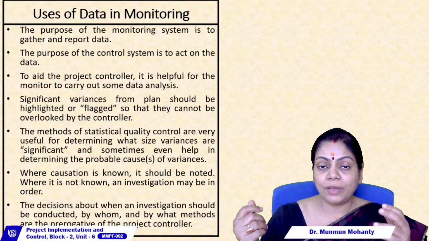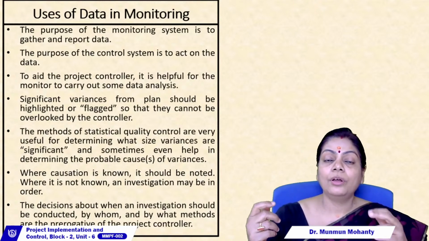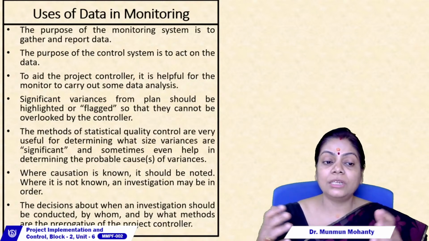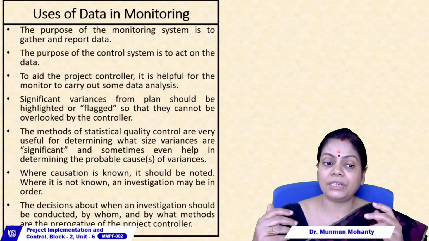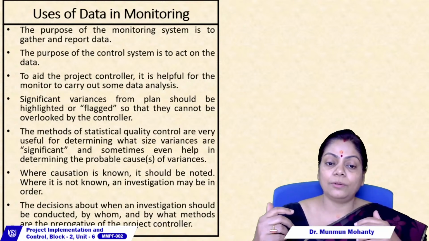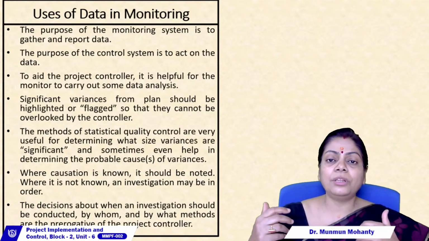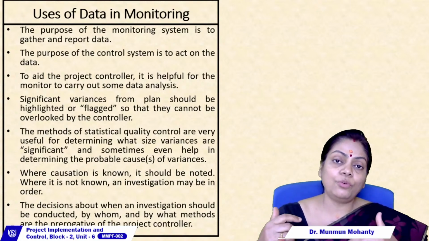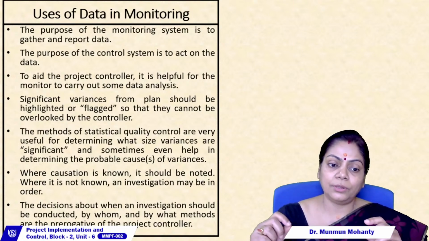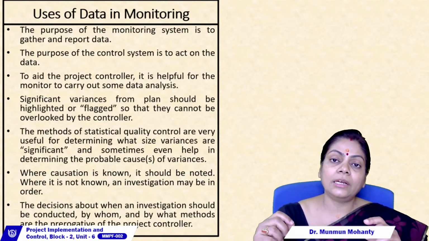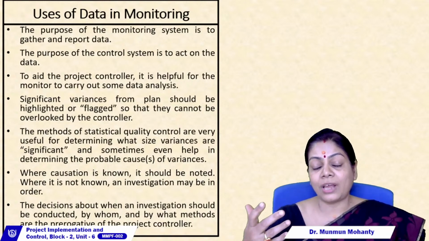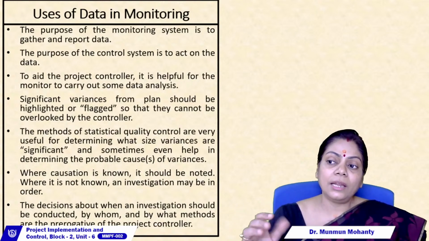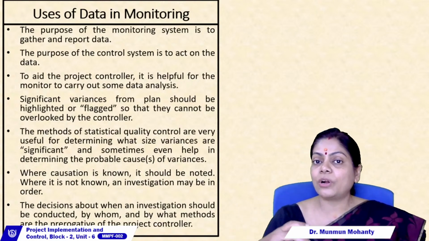You can also use various kinds of statistical quality control, the SQC methods, to find out the size of the variance, and whether it is significant or not. Sometimes you can also determine the probable causes of various kinds of variance. If you know the cause, it should be noted down for further action. If you are not able to find out why the variance is happening, then you have to do proper investigation to find out what the cause could be.